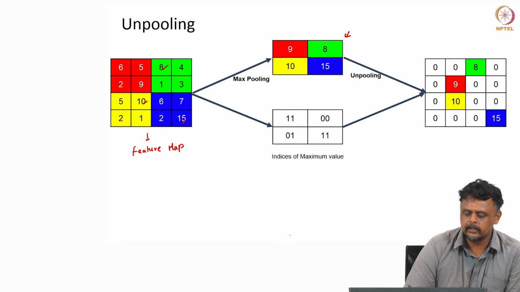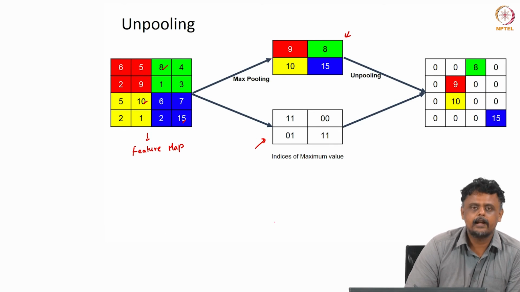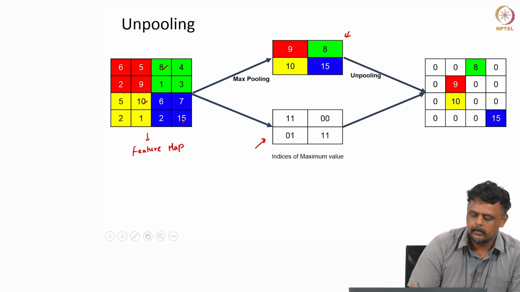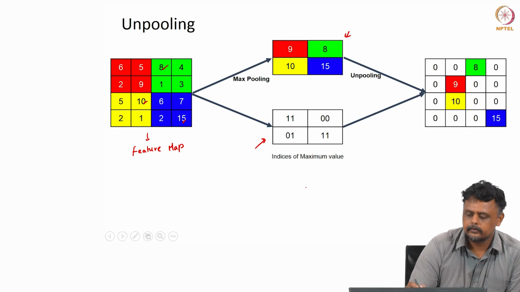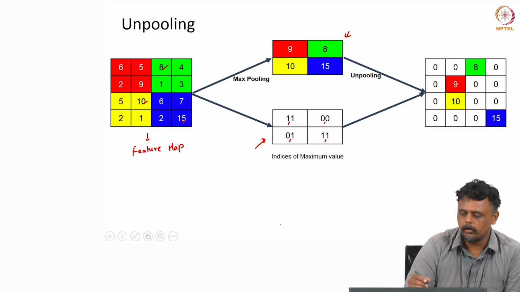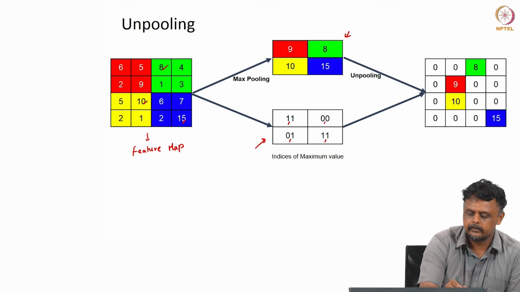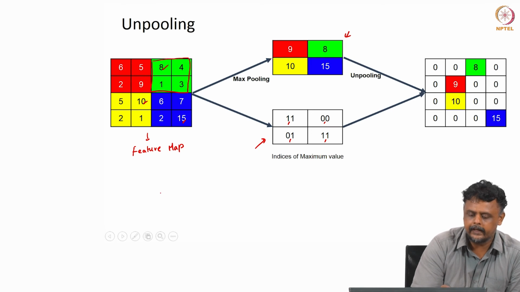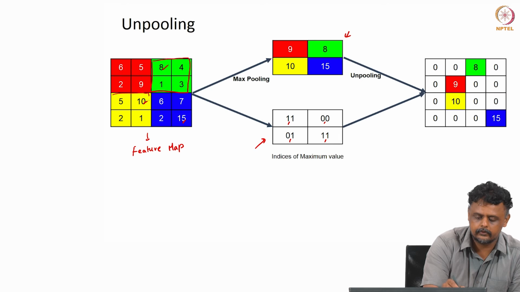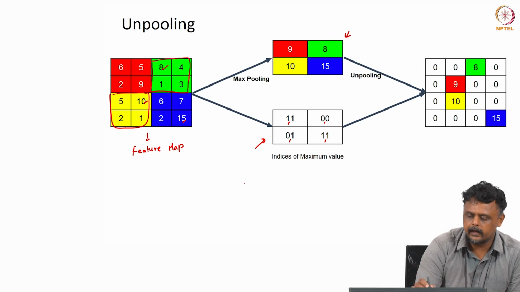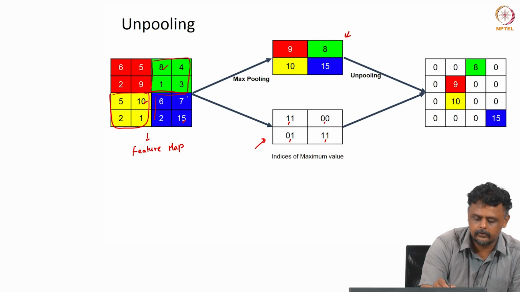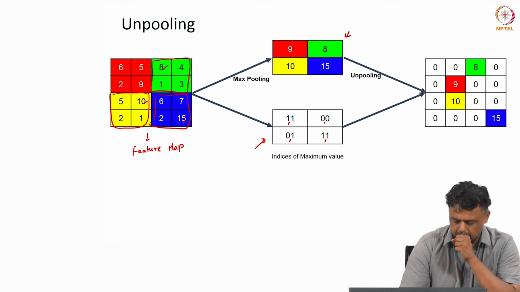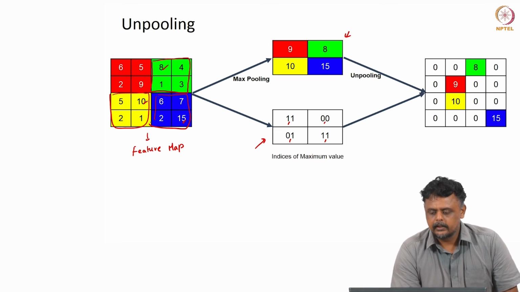However, while doing that, we also keep track of the indices. So if you raster it, for instance 9 would be 1, 1 in this 2 by 2 matrix. This is 0, 0 in this 2 by 2 matrix, and 10 is 0, 1 in this 2 by 2 matrix, and 15 is 1, 1 in this 2 by 2 matrix. Okay. So if you keep track of these indices, now we come to the unpooling layer.